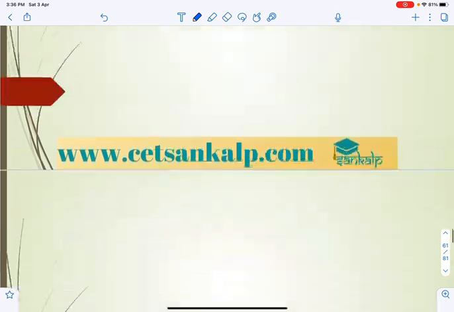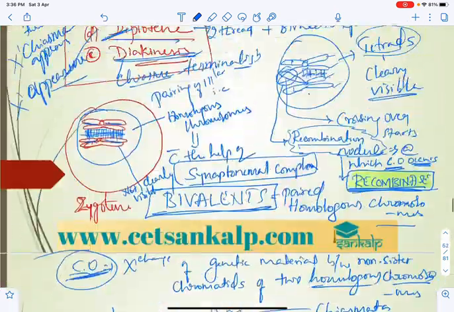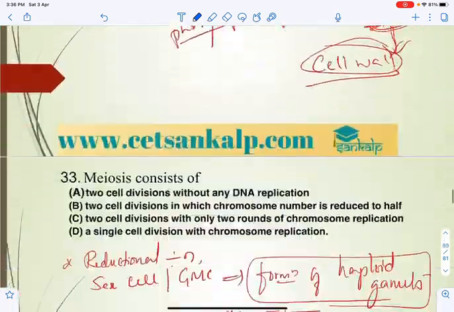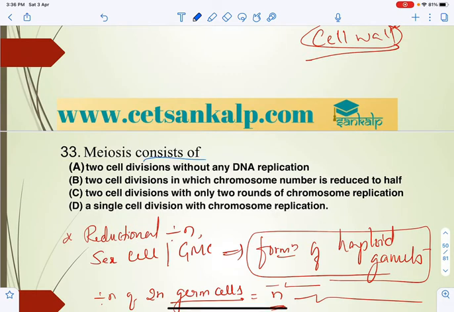Let's take one by one. Let us see the first question here, meiosis. Meiosis consists of 2 cell divisions without any DNA replication in between. Interphase is common, only once. Here also we can say that it is generally the cell which is going to divide.